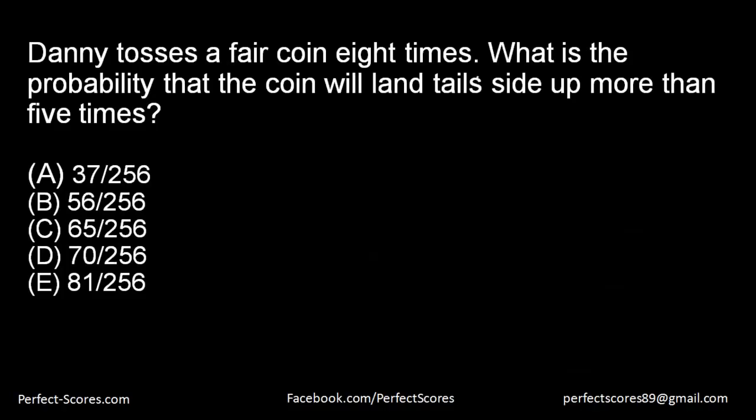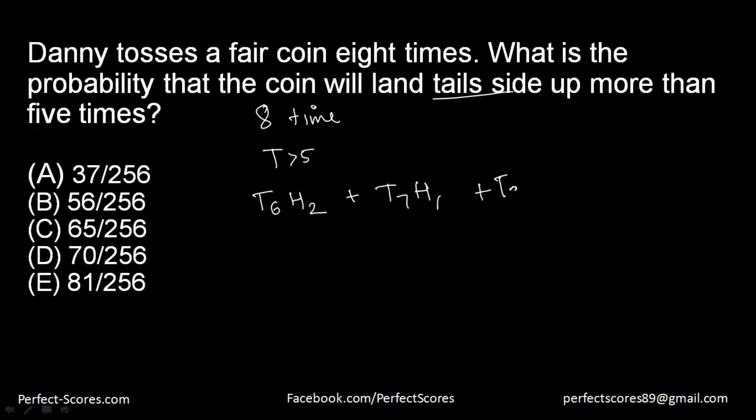Now the question says that Danny tosses a fair coin 8 times. What is the probability that the coin will land tail side up more than 5 times? So the coin is tossed 8 times. I want the tail side up more than 5 times. So I can have 6 times tails and 2 times head, or I can have 7 times tails and 1 time head, or I can have 8 times tails.